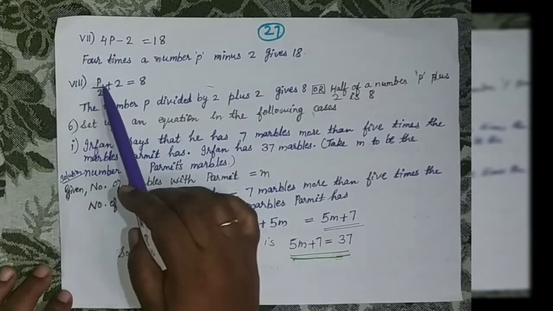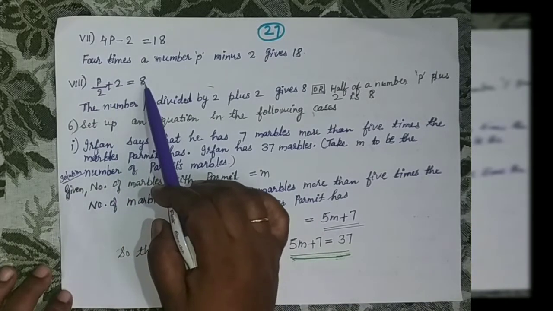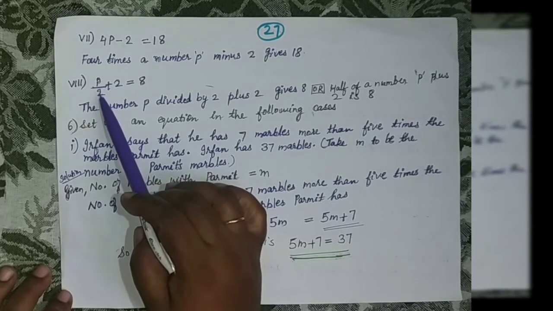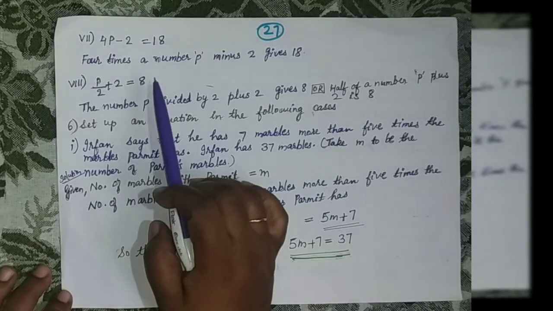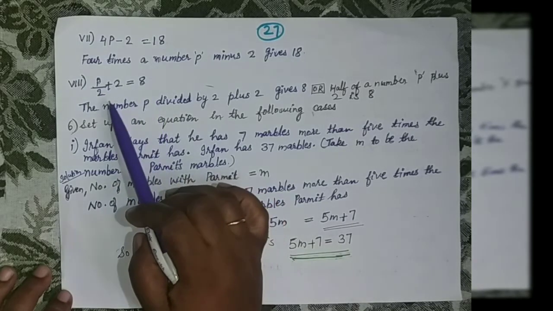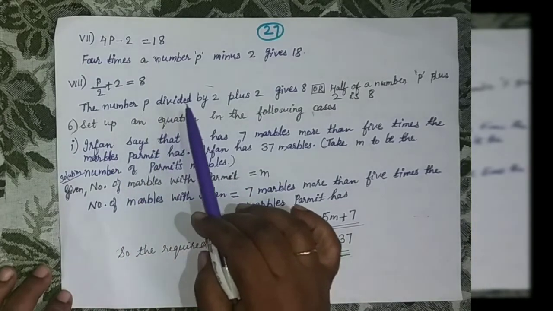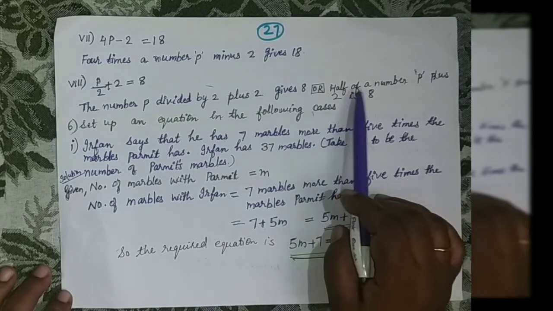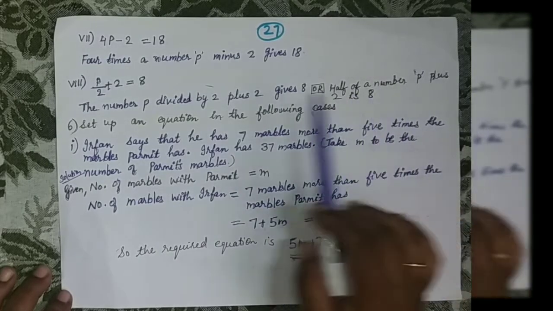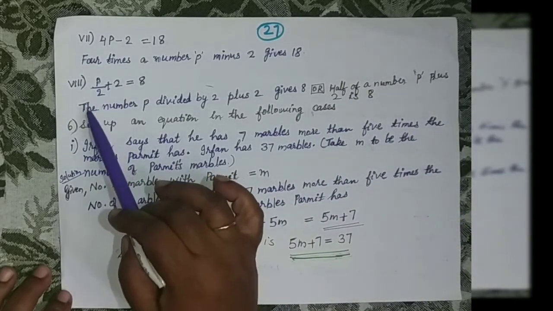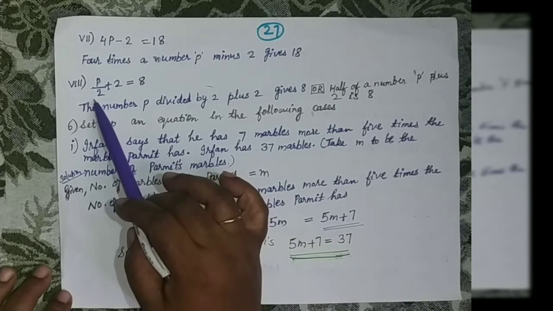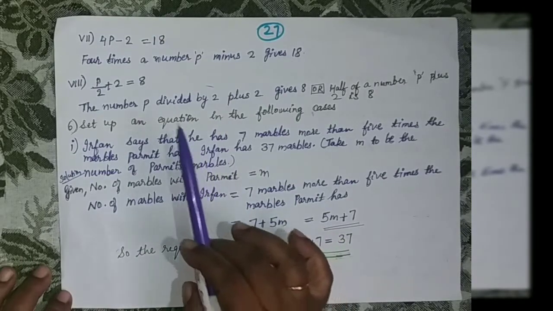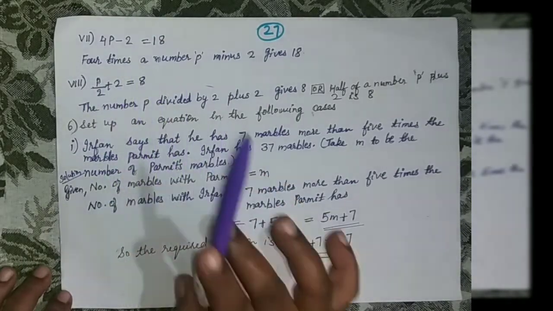Now eighth one, p by 2 plus 2 is equal to 8. That means what is that? P divided by 2. Then what is added? 2 is added. Then what are you getting? 8. You can write the number P divided by 2 plus 2 gives 8. Or you can say half of a number P plus 2 is 8. P by 2 means what? Half, 1 by 2 of P. That means half of a number P plus 2 is 8. Okay, different ways are there. It is not necessary exactly, but statement you have to form.